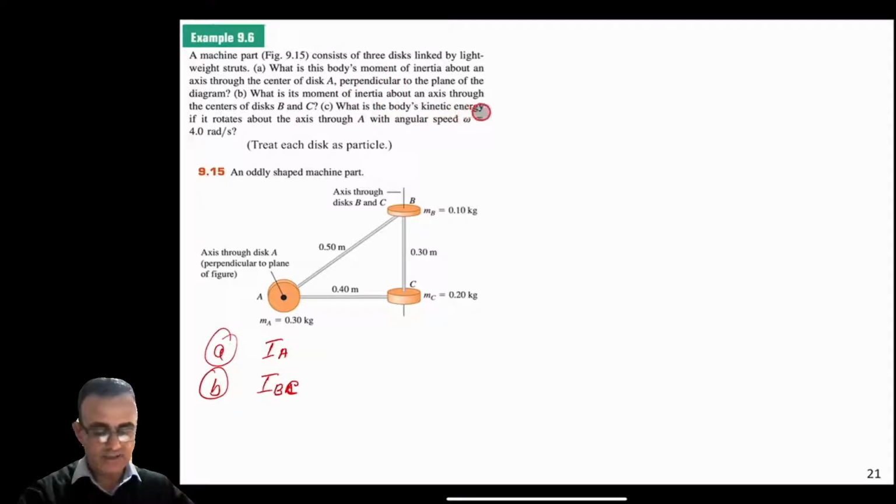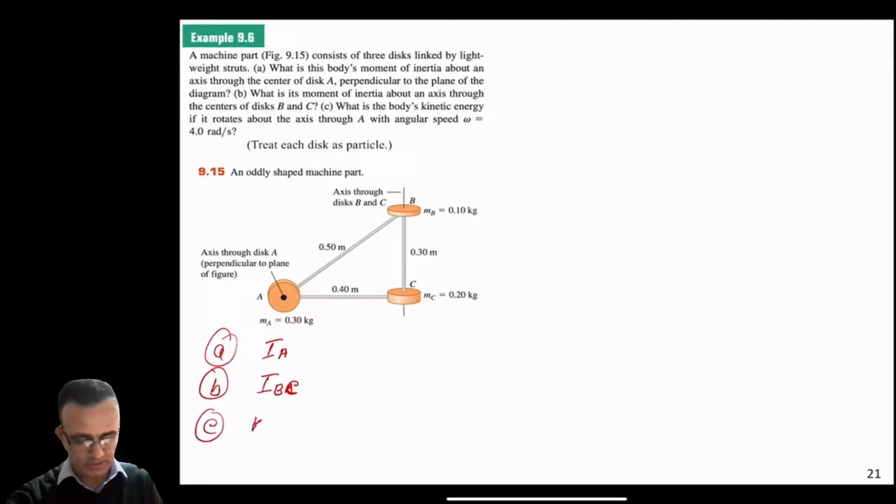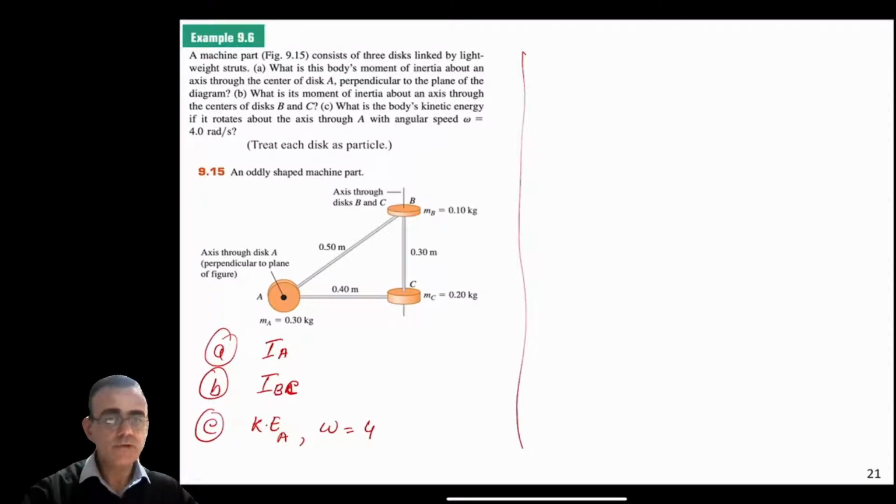And what is the body's kinetic energy if it rotates about the axis through A with angular speed omega of 4 radians per second? So in part C, you need to find the kinetic energy about A, and omega is given, which is 4. Okay, so you calculate part A.